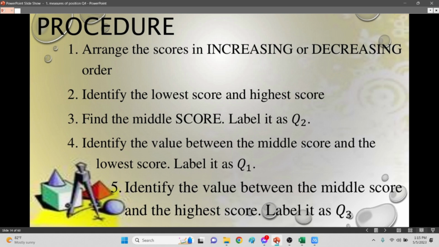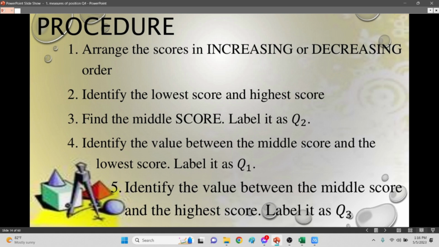Number 2, identify the lowest score and the highest score. Third, find the middle score and label it as Q2 or quartile 2. Fourth, identify the value between the middle score and the lowest score and label it as Q1. Fifth, identify the value between the middle score and the highest score and label it as Q3.